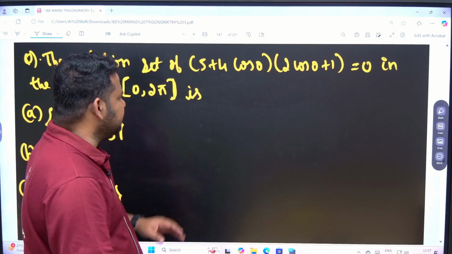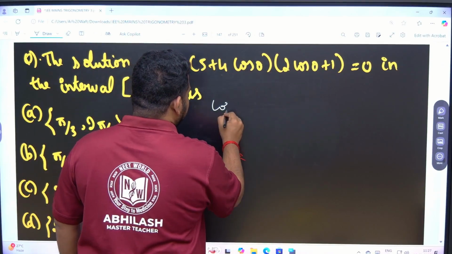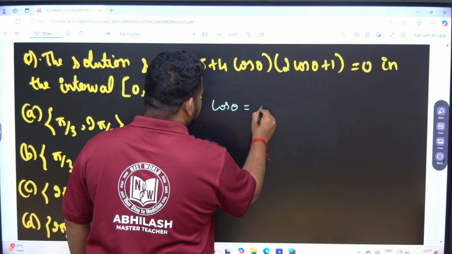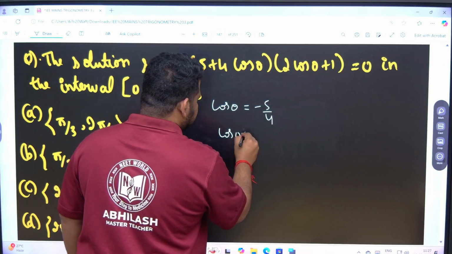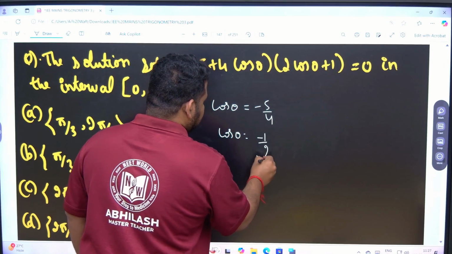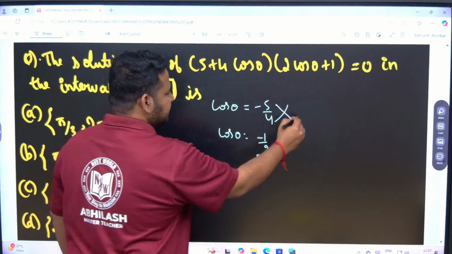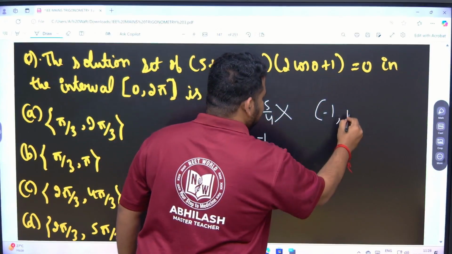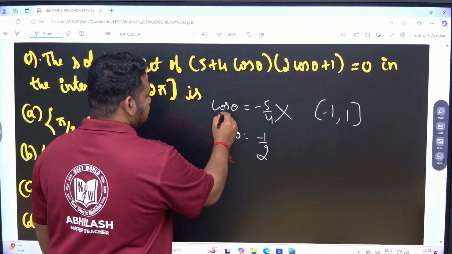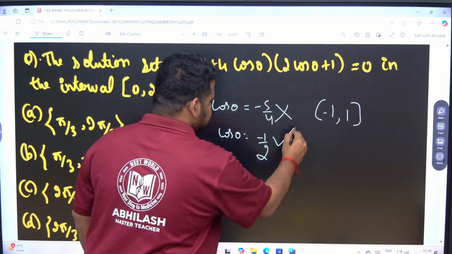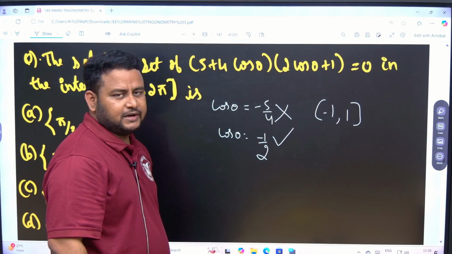So here it is very easy. See here, if 5 plus 4 cos theta is equal to 0, then cos theta will be equal to minus 5 by 4. And here cos theta will be equal to minus 1 by 2. But this first one can be ignored. Why? This is outside the range of minus 1 comma plus 1, so this cannot be taken. We will take this because it is lying within the range of minus 1 comma 1. So cos theta is equal to minus 1 by 2.